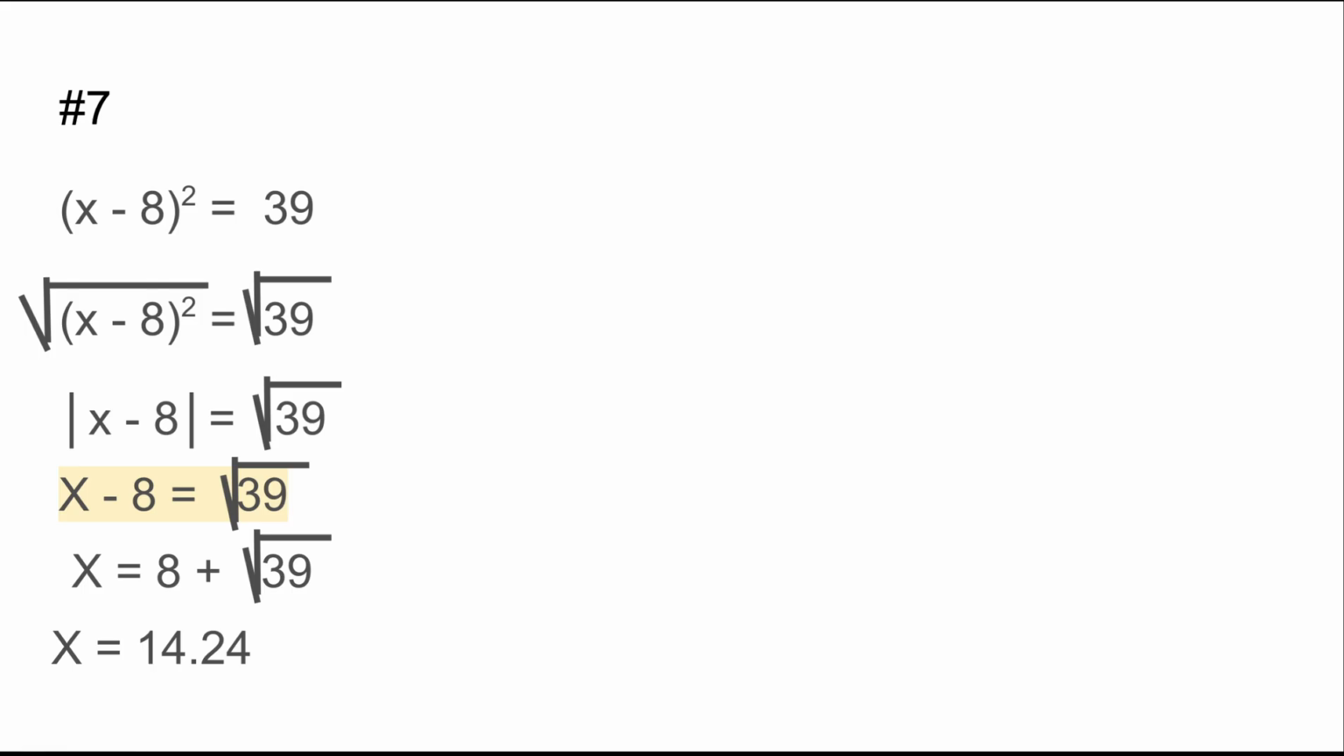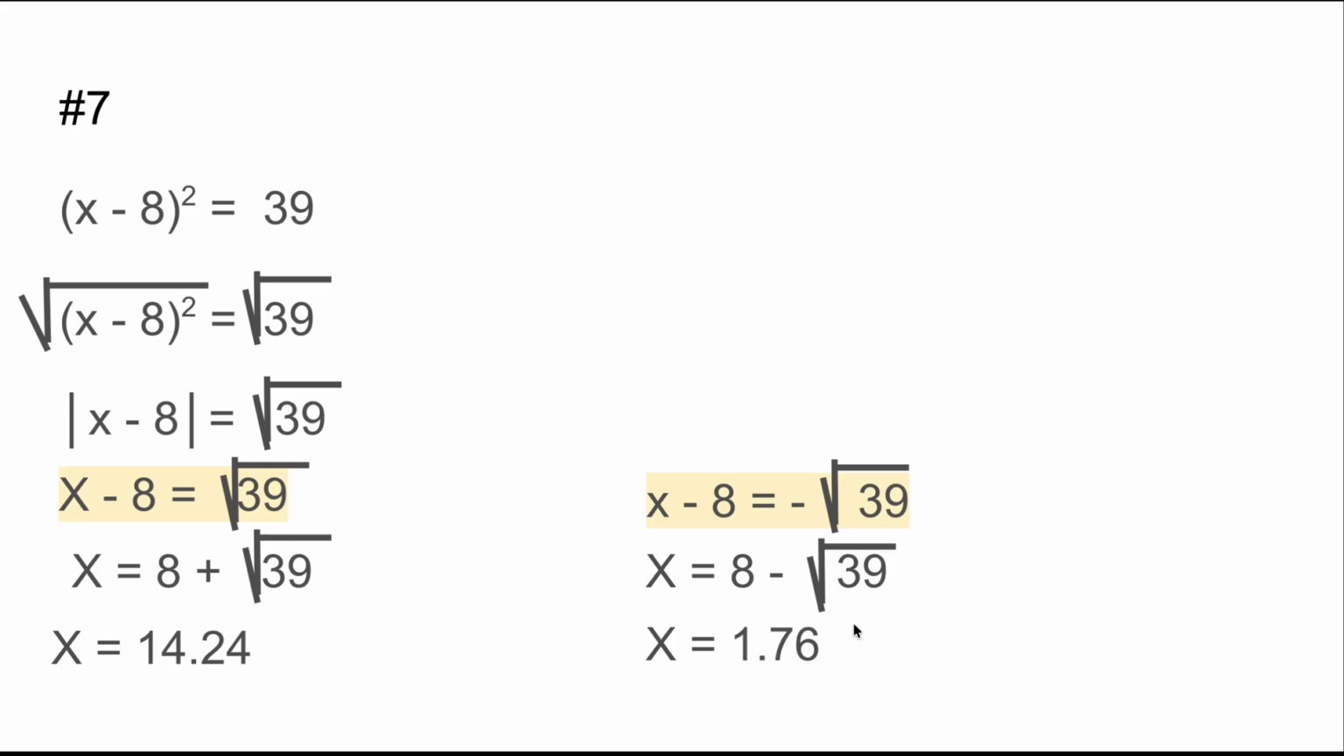14.24. Do this again. Since the absolute value of x − 8 equaled the square root of 39, x − 8 equals negative square root of 39. Add 8. So we're going to write exactly this in our calculator: 8 minus the square root of 39, then hit enter. 1.76. These two numbers are your set of solutions.